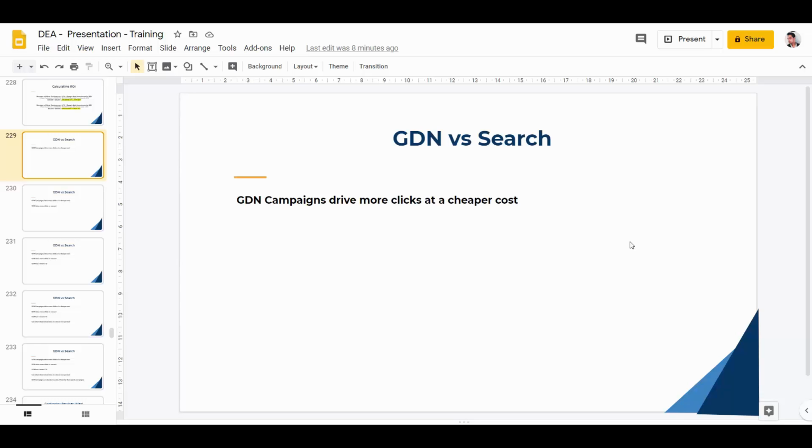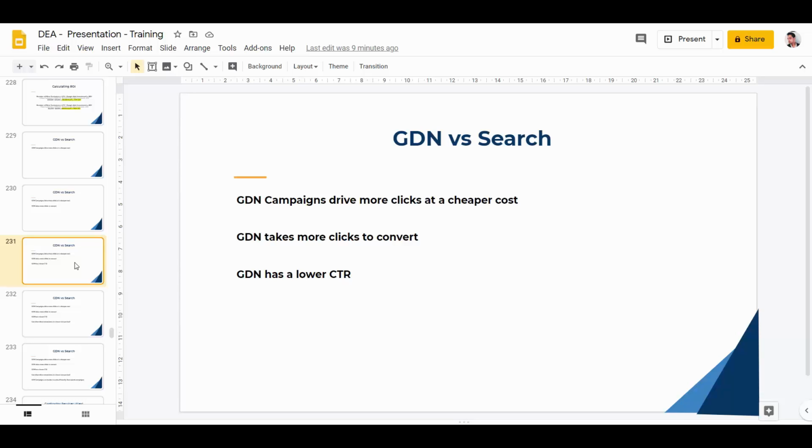So GDN campaigns in general drive more clicks at a cheaper cost. Okay, so that's something for you to keep in mind. It's totally normal. Point number two, it takes more clicks to convert. While a search campaign may take you 20 clicks to convert, a GDN campaign might take you about 50 to 100. All right, and that's normal.